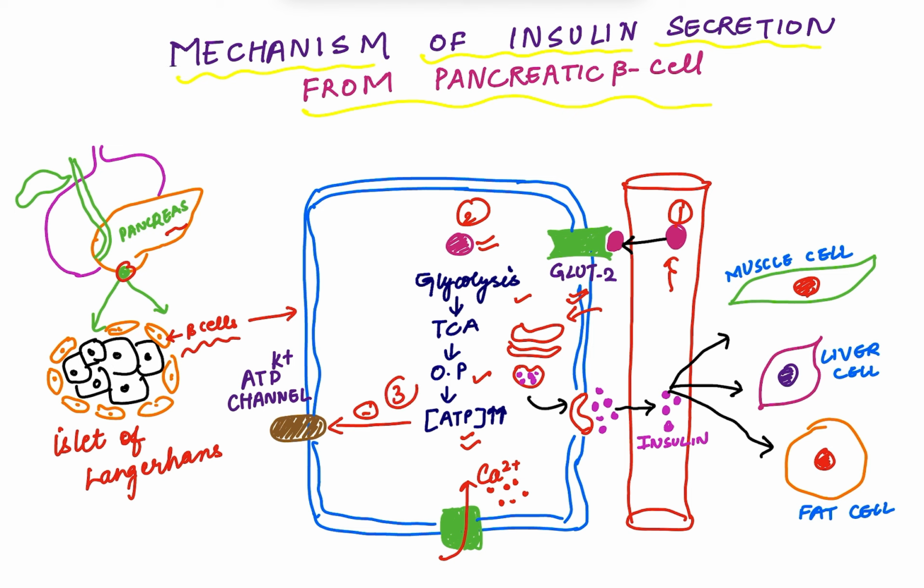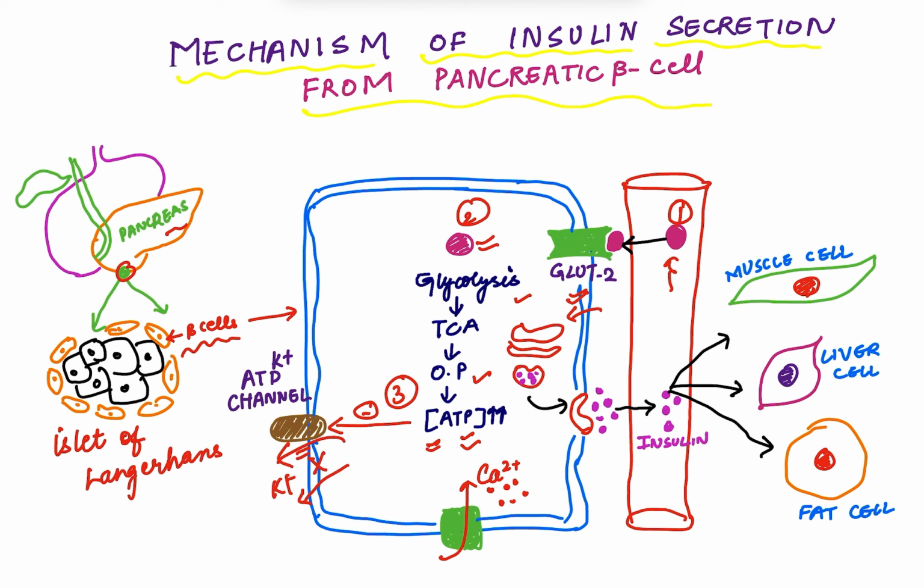So in step 3, the beta cell has special channels on its membrane called ATP-sensitive potassium channels. Normally these channels remain open, allowing potassium ions to flow out of the cell. This keeps the inside of the cell electrically negative. But when the ATP level rises, ATP binds to these potassium channels and inhibits them. Now, potassium can no longer leave the cell.